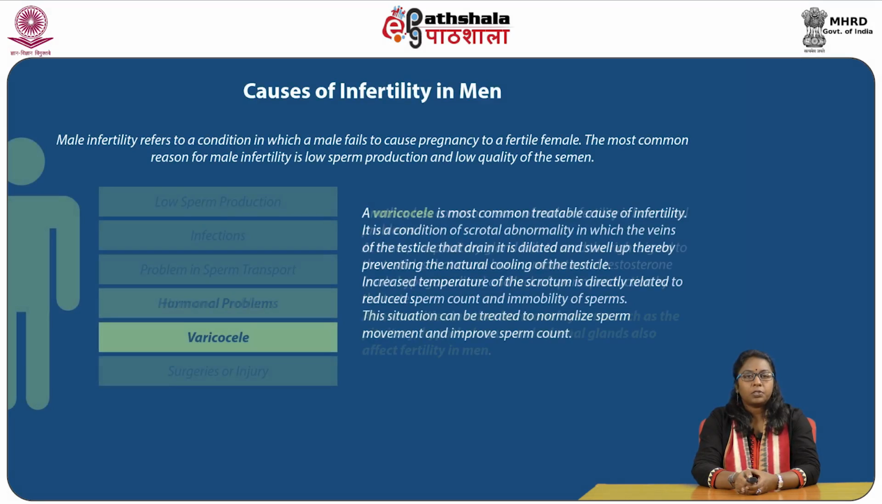Varicocele. A varicocele is the most common treatable cause of infertility. It is a condition of scrotal abnormality in which the veins of the testicle that drain it are dilated and swell up, thereby preventing the natural cooling of the testicle. Increased temperature of the scrotum is directly related to reduced sperm count and immobility of sperms. This situation can be treated to normalize sperm movement and improve sperm count.